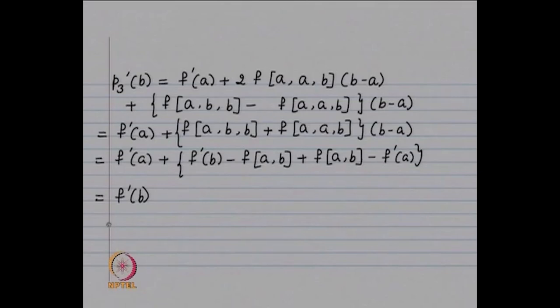So, thus the polynomial of degree less than or equal to 3, which we wrote in an analogous fashion to when the interpolation points were distinct, we saw that it is the desired polynomial. That means it interpolates the function and derivative values at the two end points a and b.